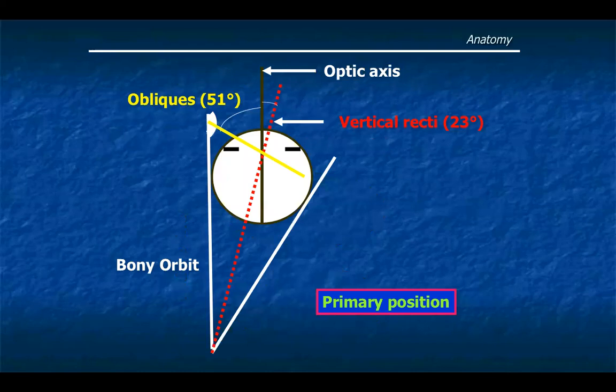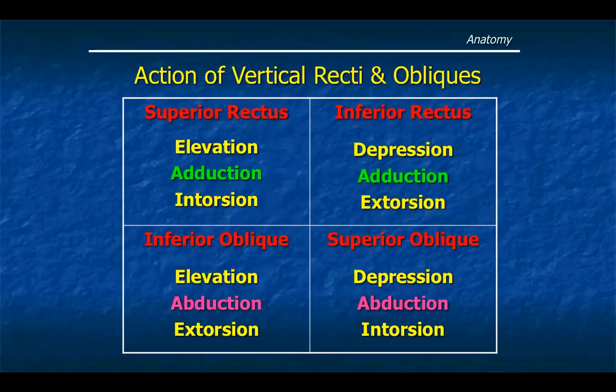However, the vertical recti and the obliques each have 3 actions, and this is due to the angle between the muscle axis and the optic axis. So the superior rectus, which is inserted in the upper part of the globe in front of the equator, produces elevation of the globe. The inferior rectus, as it's inserted in the lower part of the globe in front of the equator, produces depression of the globe. On the other hand, the obliques are unlike their names. The inferior oblique produces elevation and the superior oblique produces depression of the globe. Why?